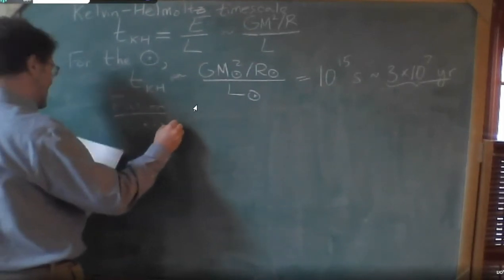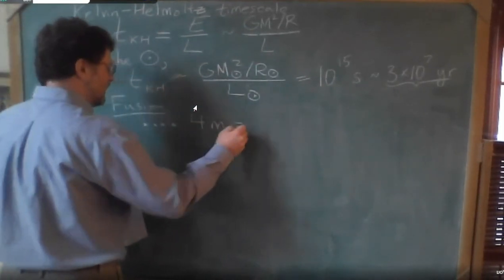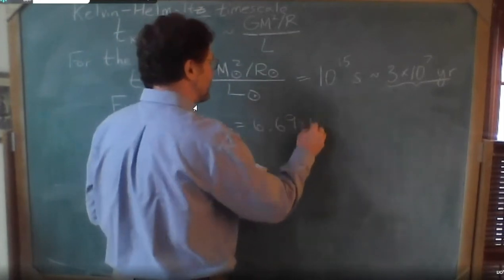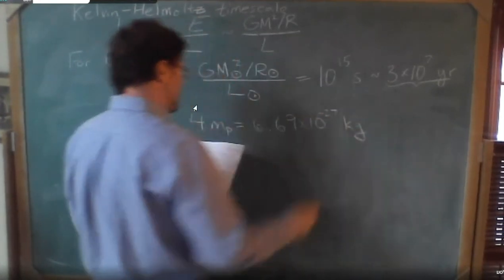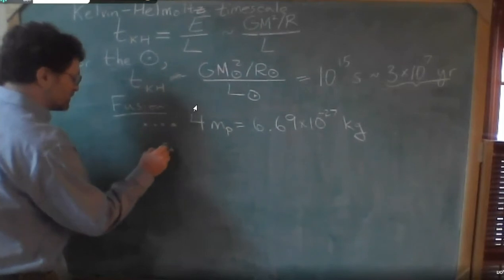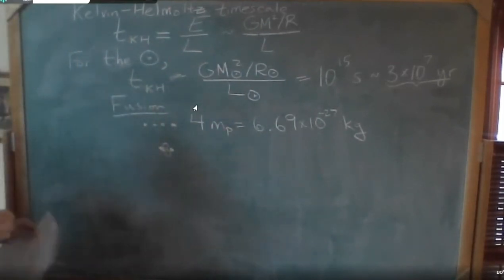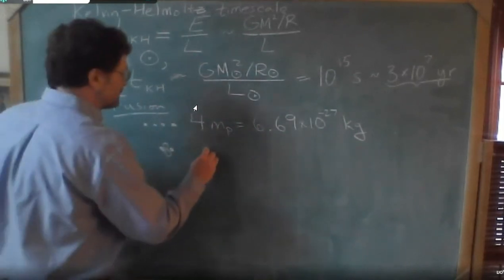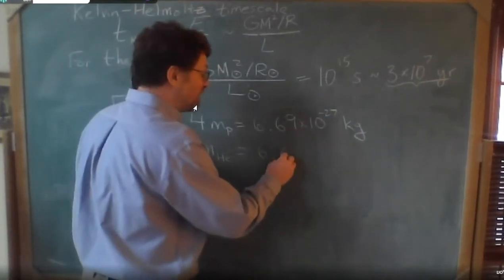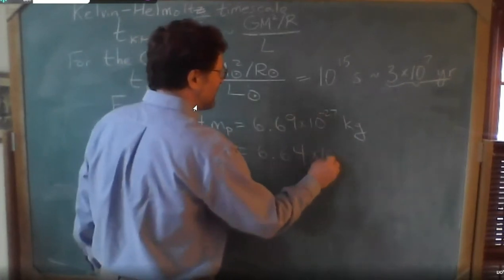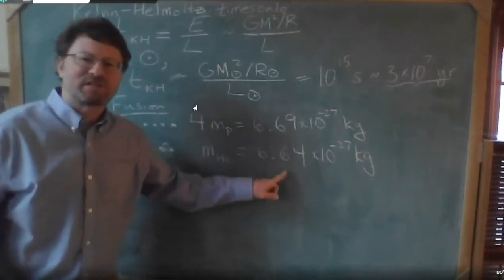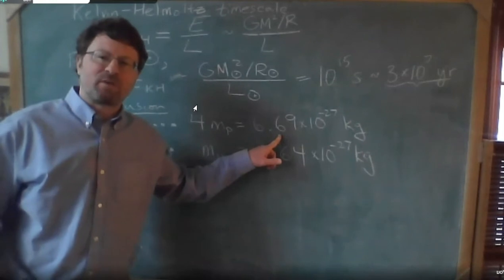1, 2, 3, 4 dots to represent 4 protons. And those 4 dots have a total mass combined together of 6.69 times 10 to the minus 27 kilograms. And then for 1 helium nucleus, I'll have an open circle and an open circle to represent the 2 neutrons, and 2 dots to represent the 2 protons. Now this 1 helium nucleus has a mass of 6.64 times 10 to the minus 27 kilograms. And the point is that it's a little bit less, 0.7% less than the mass of the 4 protons from which it came.